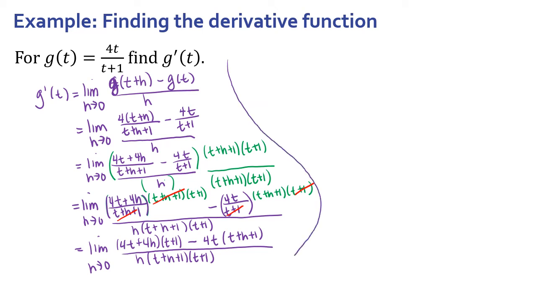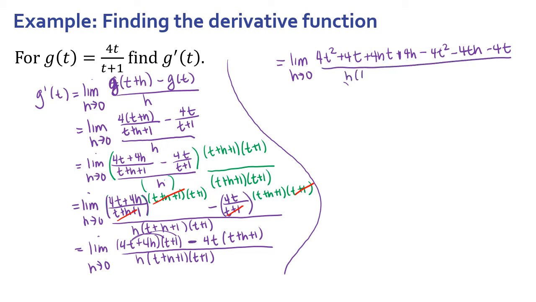Okay. Take another deep breath. And let's go and FOIL some stuff out. So when I do that, I'm going to get 4t squared plus 4t plus 4ht plus 4h minus 4t squared minus 4th minus 4t. So again, I had to distribute this negative sign to each of these. And then that's all over h times t plus h plus 1 times t plus 1.